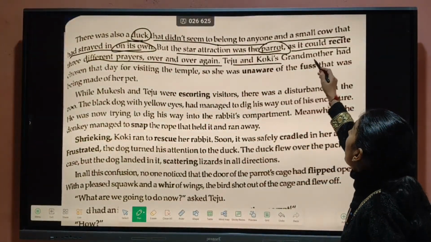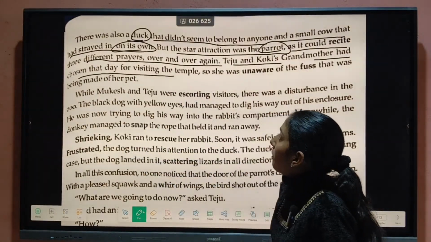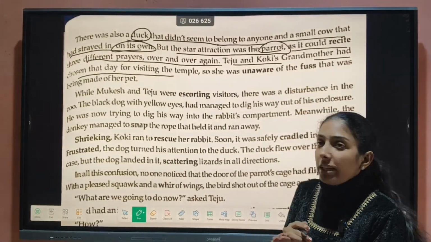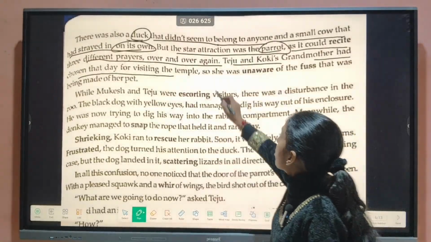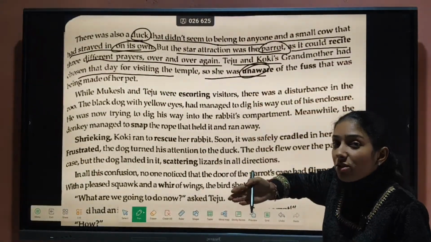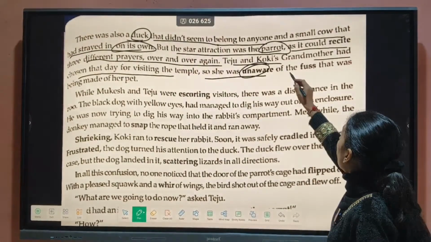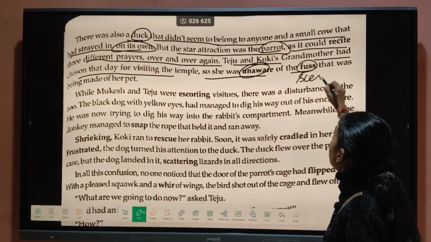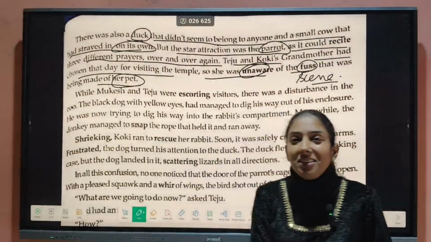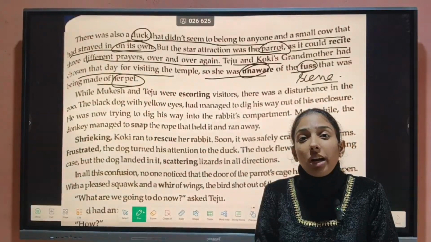Teju and Koki's grandmother had chosen that day for visiting the temple. Now, on the day they did the opening of the zoo, grandma went to the temple. Okay, so she was unaware. Unaware means she had not noticed where her parrot was. She was not aware of the fuss. Fuss means the scene that was being made of her pet. She didn't know what they were doing with it.